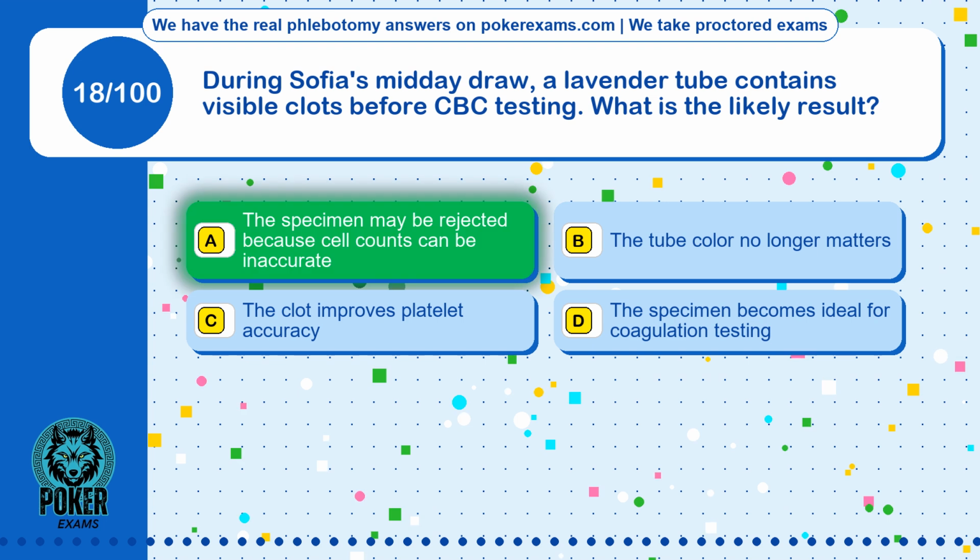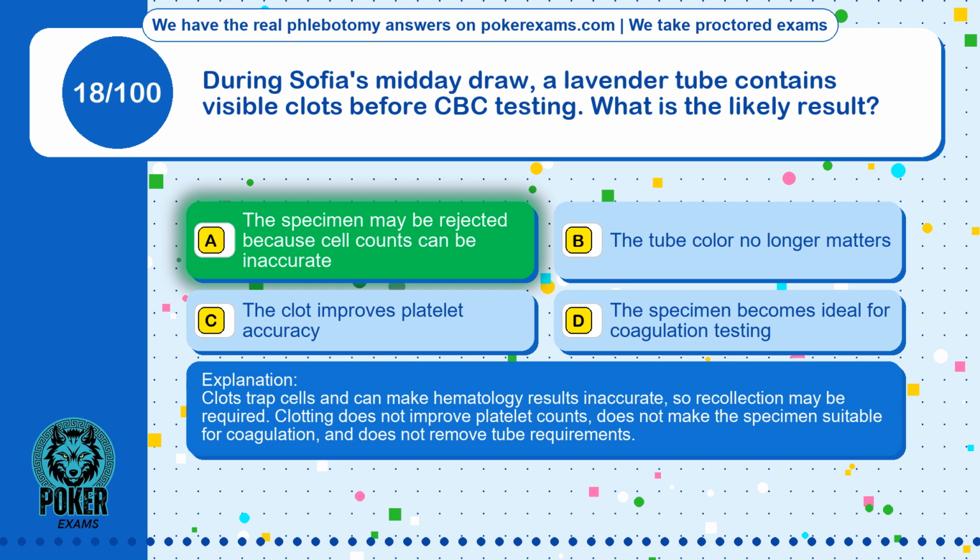The correct answer is option A. The specimen may be rejected because cell counts can be inaccurate. Clots trap cells and can make hematology results inaccurate, so recollection may be required. Clotting does not improve platelet counts, does not make the specimen suitable for coagulation, and does not remove tube requirements.